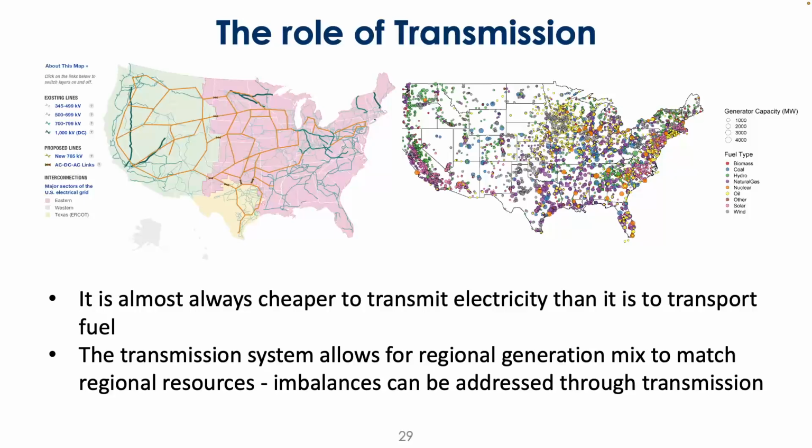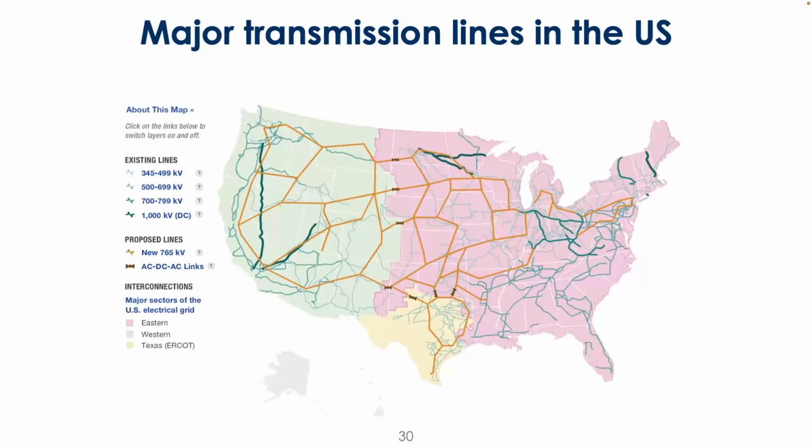So it's cheaper to transmit electricity than it is to transport fuel. And so we have power plants located all over, and then electricity can get transmitted from place to place. And this is just kind of a schematic of the major transmission lines in the US.